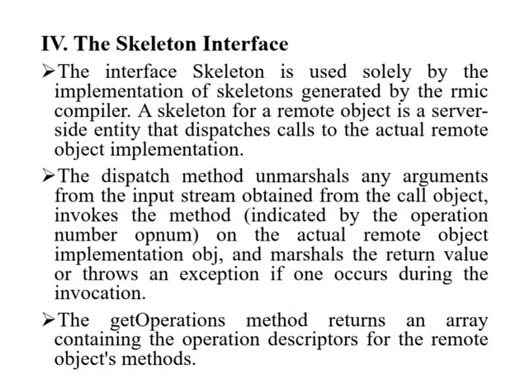The getOperations method returns an array containing the operation descriptors for the remote object's methods. Let us consider the example program for the Skeleton interface. Package java.rmi.server; public interface Skeleton { void dispatch(Remote obj, RemoteCall theCall, int opnum, long hash) throws Exception; Operation[] getOperations(); } This is a program that represents how we can use the Skeleton interface.